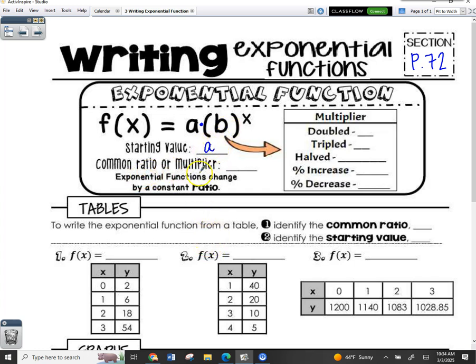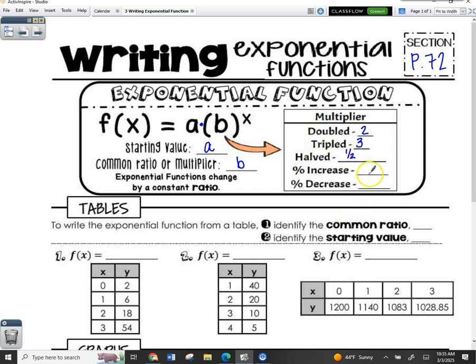Then the common ratio or the multiplier is your base. Exponential functions change by a constant ratio, okay? The multiplier has some secret code words, and they're not really that top secret, because if I say double, what does that mean? What number implies if I say double? Times 2, right? What number is implied if I say tripled? What number is implied if I say halved? 1/2.